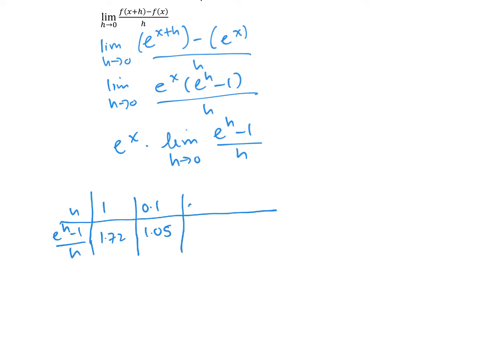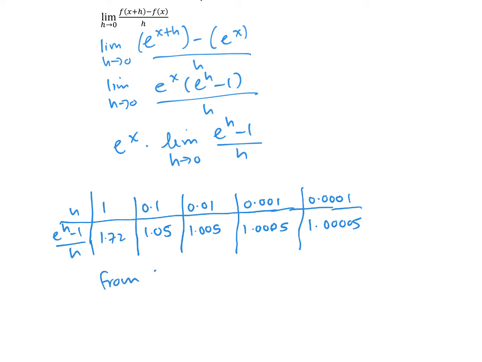Then I'm going to get a little closer with 0.01. I get 1.005. I'm going to get a little closer with 0.001. And so I can see that as I get closer and closer to 0, let's do one more, we get a value that's getting close to 1. So it looks like from the table, the limiting value as h approaches 0 of e to the h minus 1 over h is equal to 1.